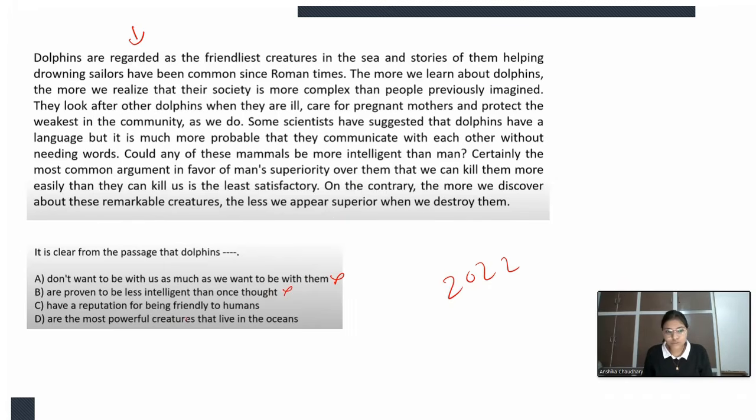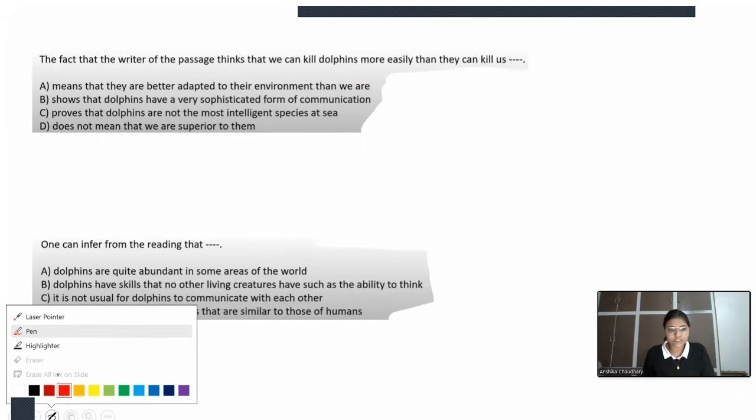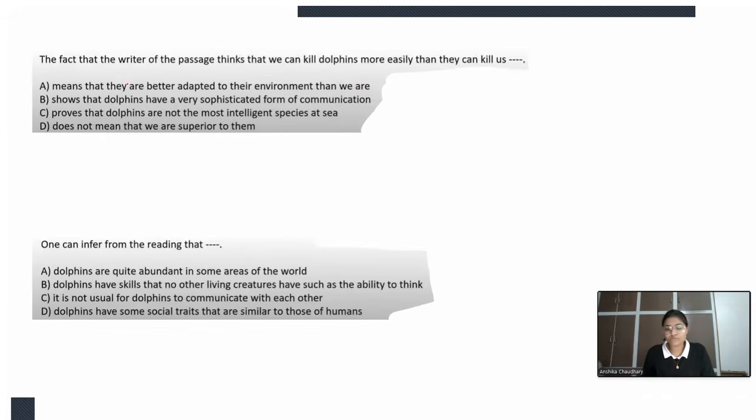Then the next is, have a reputation for being friendly to humans. Yes, it is the answer. Have a reputation for being friendly to humans, because in this paragraph, it is clearly written that they help each other, they take care of each other, they care for pregnant mothers and protect the weakest in the community, and they are best in companionship, right? So their nature is kind of friendly like humans. So option number C will be the correct answer for this question, right? Let's move further. So two more questions are from this passage.